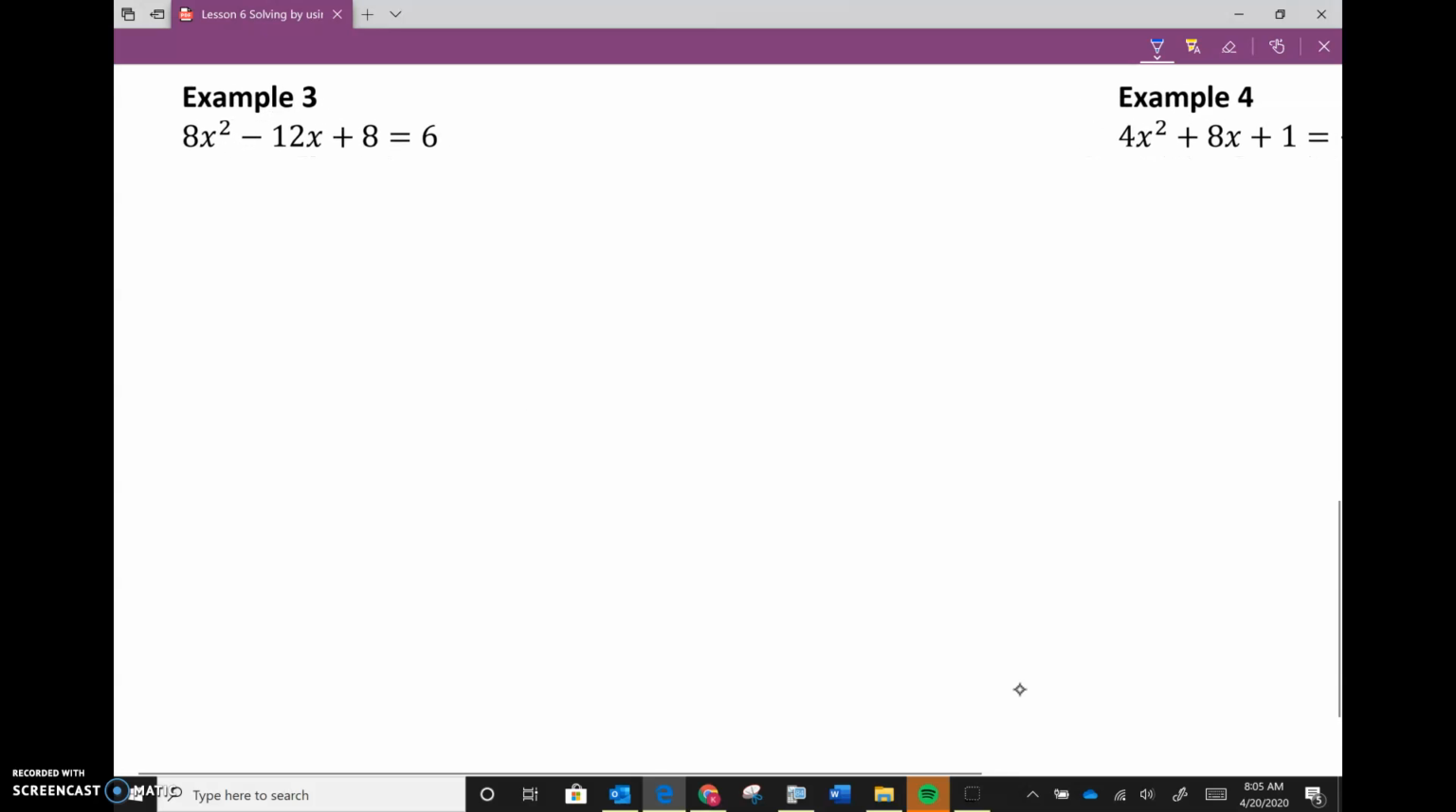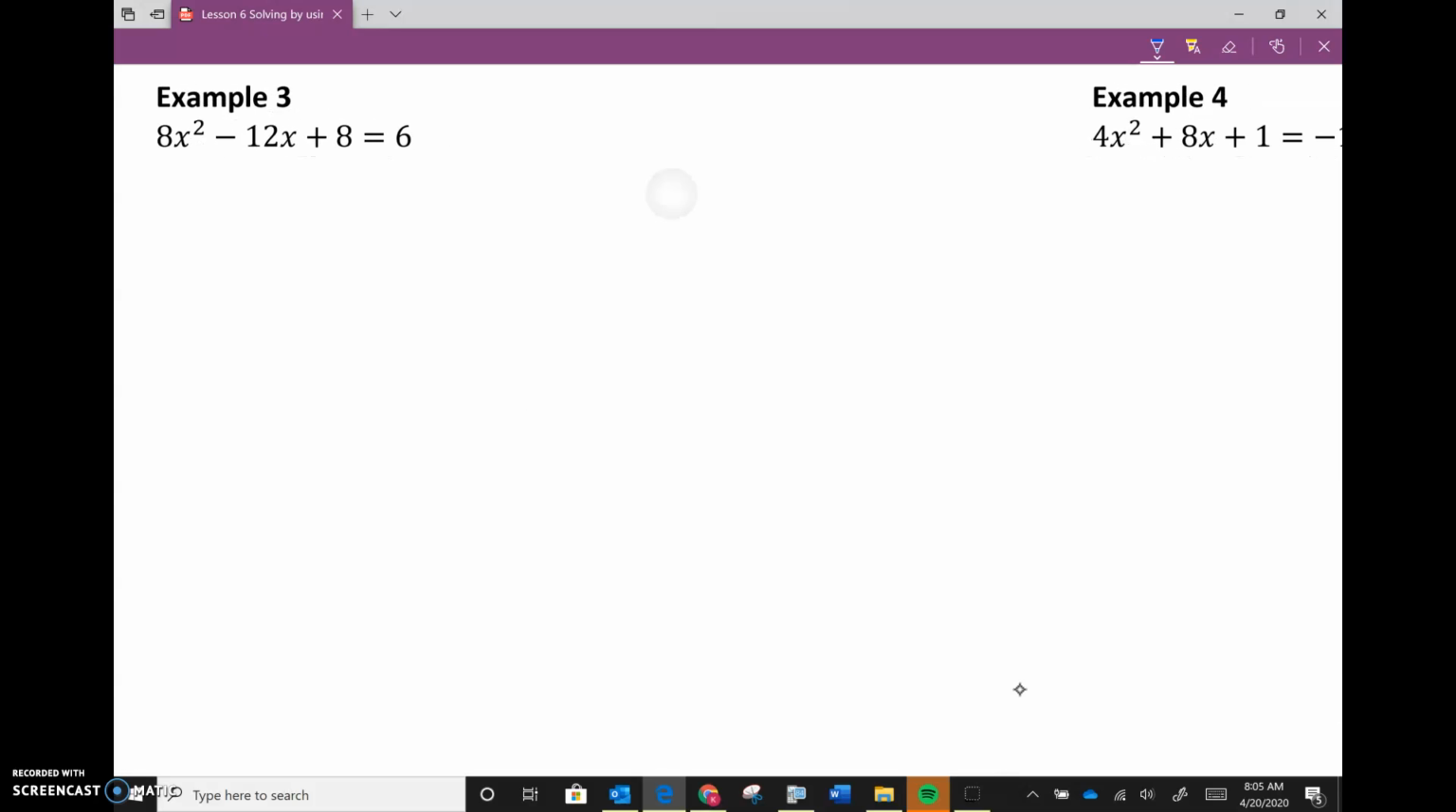So again, first step, remember it's got to be set equal to 0. It is not, so that's the first thing I'm going to do. Subtract 6 from both sides. That would get my right side equal to 0, and that's what we want. That'll give us a positive 2 there. So let's find our discriminant.